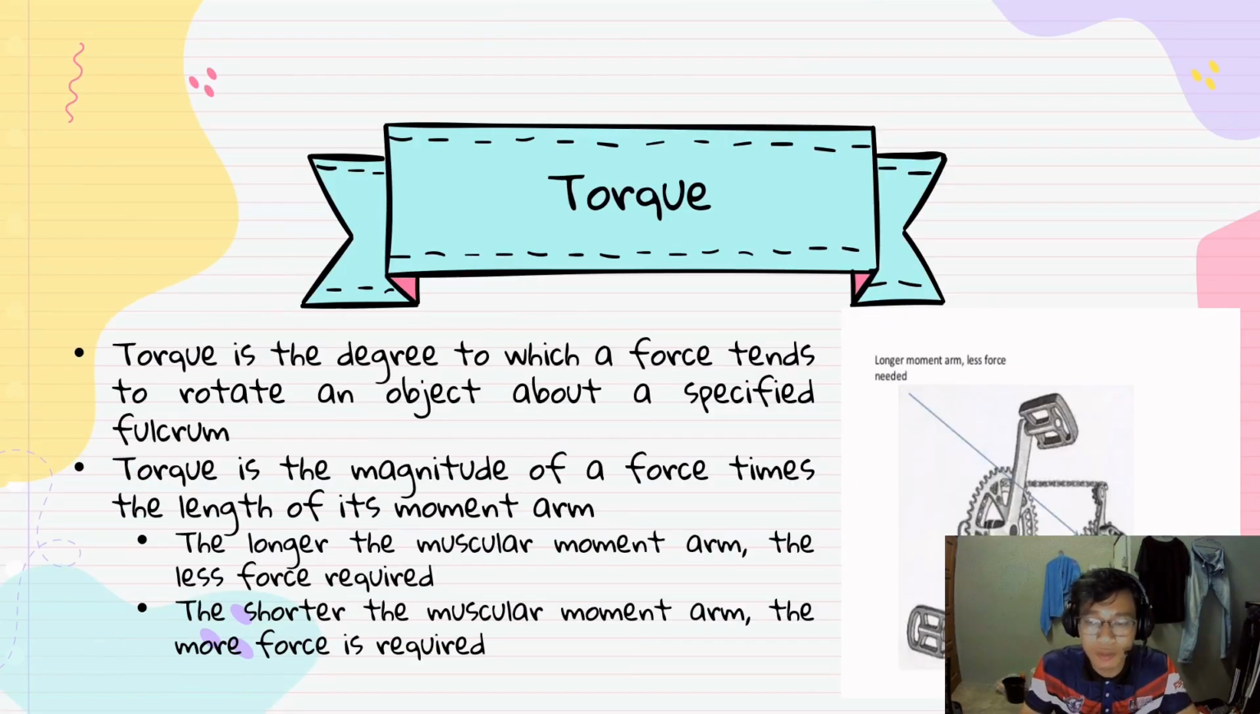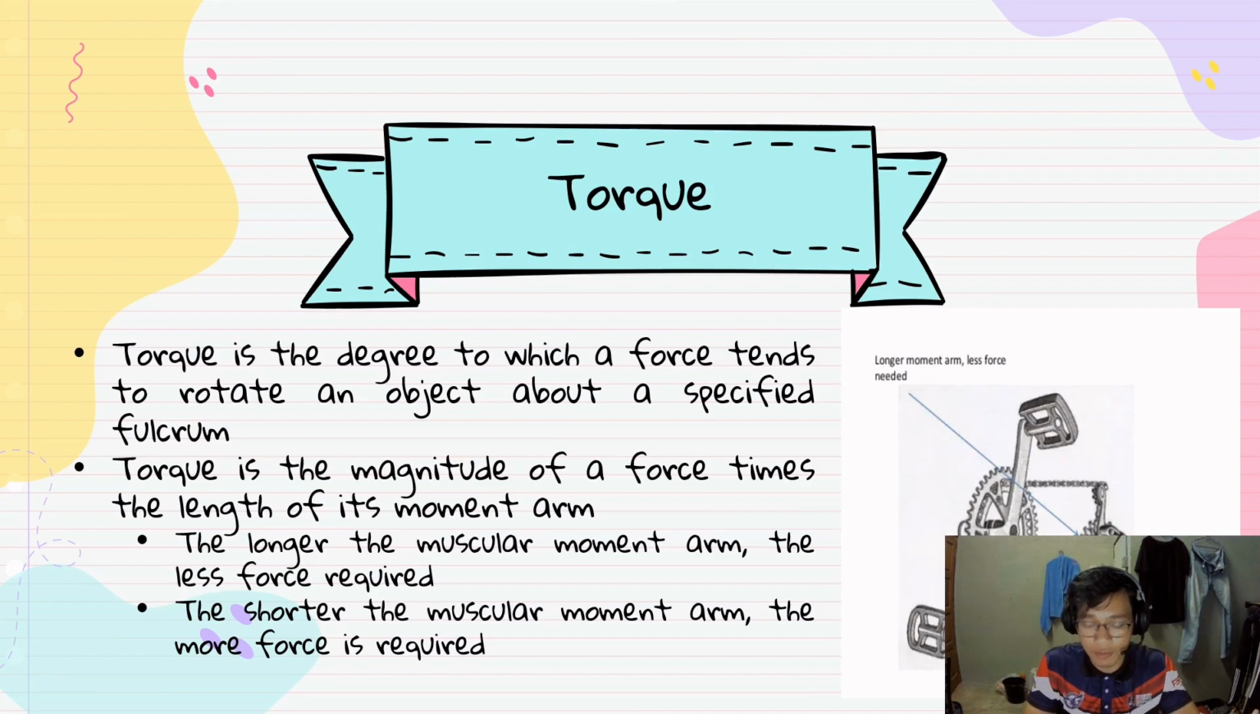Now we are going to move to the last topic of the lever system, which is torque. So what is torque? Torque is the degree to which a force tends to rotate an object about a specified fulcrum. It is also the magnitude of a force times the length of its moment arm. The easiest way to understand torque is: the longer the muscular moment arm, the less force is required, and vice versa, the shorter the muscular moment arm, the more force is required.